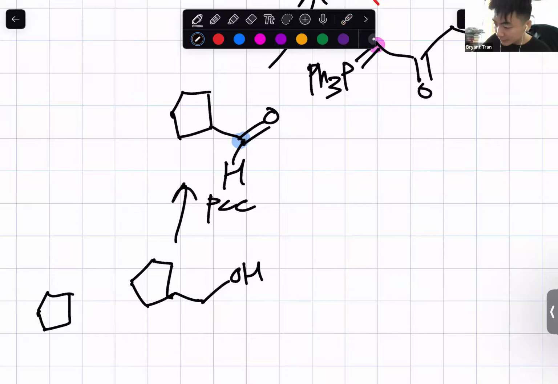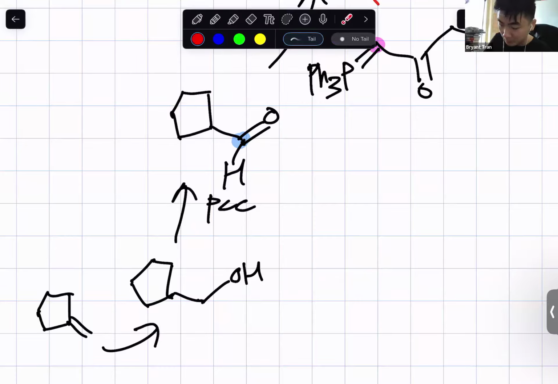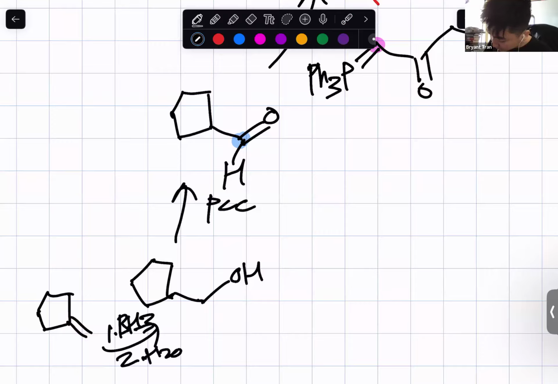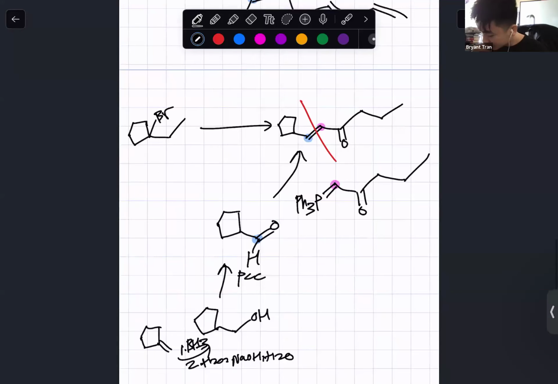And then to get from here, you did hydroboration oxidation, and that would work if this right here was an alkene, where we add alcohol in the anti-Markovnikov position, the lesser substituted position. So first step would be BH3, second step H2O2, NaOH, H2O, like that, right?